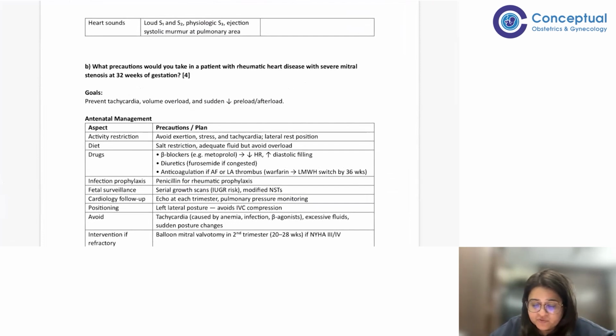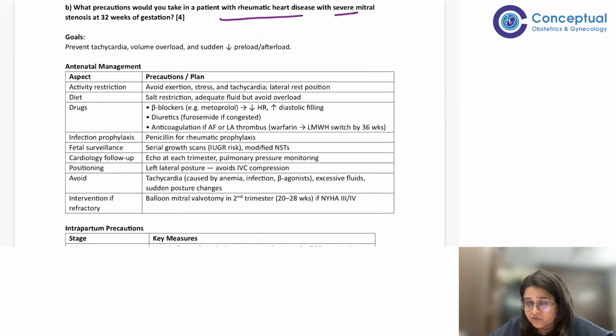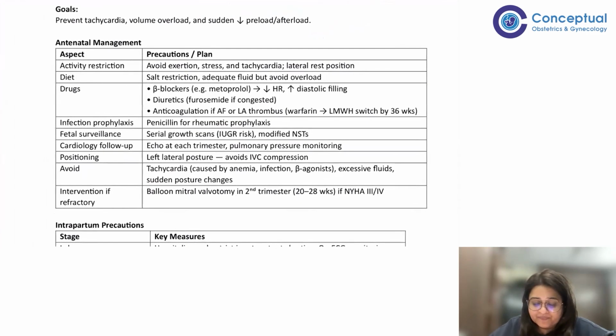Okay, what precautions would you take in a patient with rheumatic heart disease with severe MS? So the goals are to prevent her from going into failure. How can you do that? By preventing tachycardia and preventing volume overload, right? So what will you do antenatally? Avoid physical exertion. Diet should be avoiding too much of fluids.